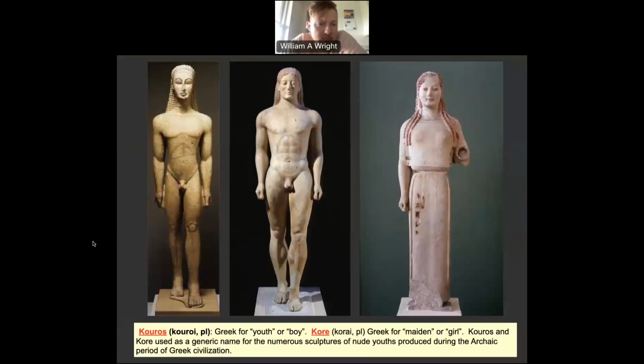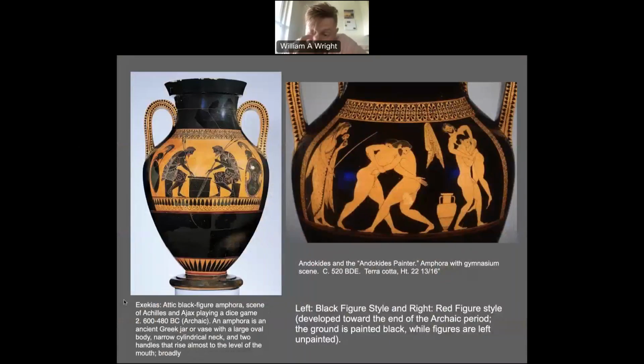In any case, we see this even more developed as kouros developed, which is basically Greek for youth or boy, or kore means maiden or girl. Kouros and kore are basically little action figures, right? They're sculptures of human figures, just generic nude figures produced during the archaic period of Greek civilization. Basically, it's like a return to amulets and fetishes, but maybe with less of a spiritual context, more of an anatomical study of the human body.